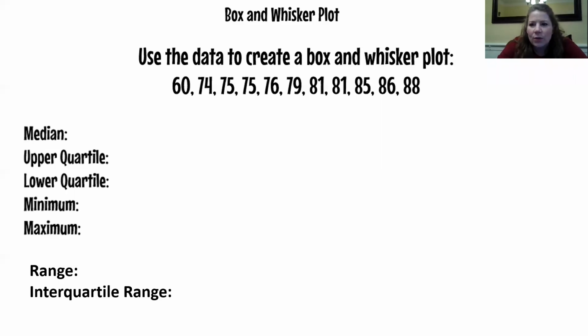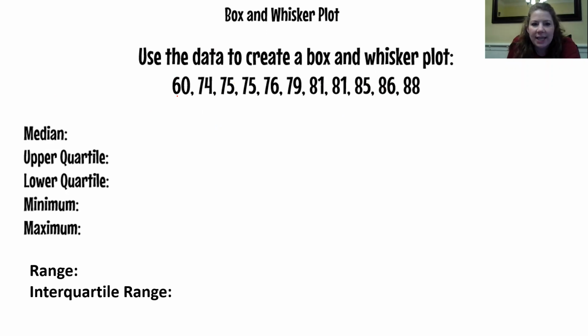All right, guys, so let me go over some box and whisker plots with you. The very first thing you need to do when you have your data is put them in numerical order. My data is already in numerical order, but it won't always be, so always check that first. Box and whisker plots basically divide your data into quarters. I'll show you what that means in just a second.